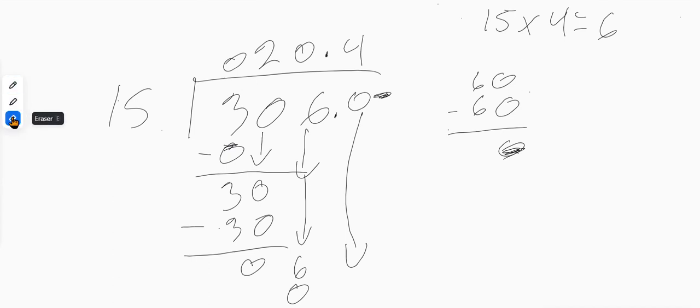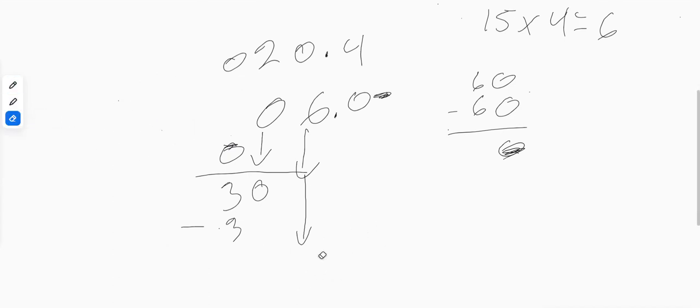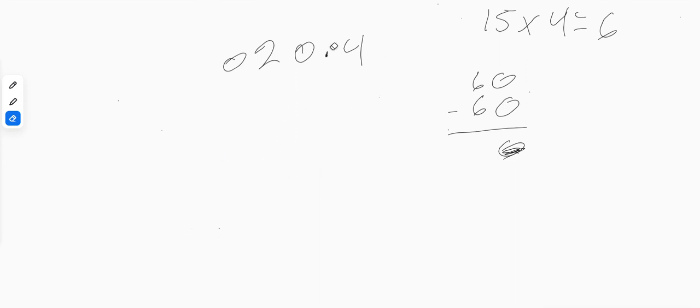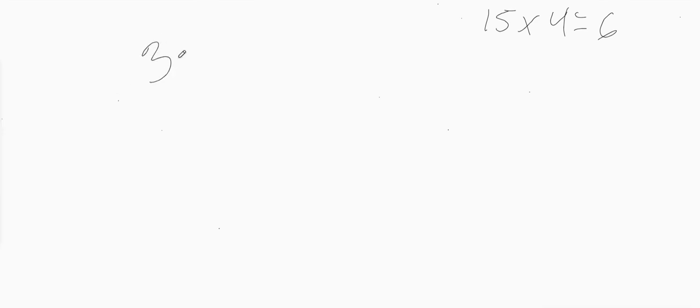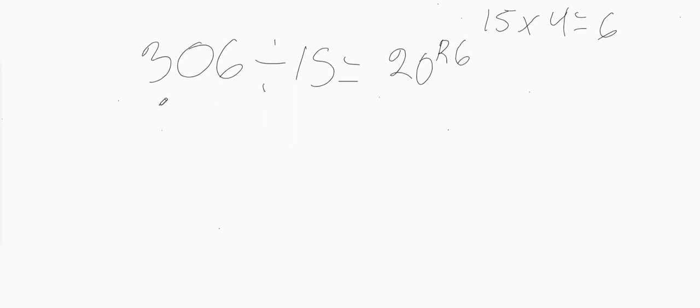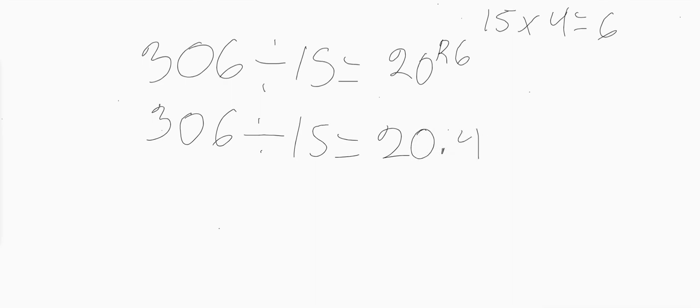So let me write your answers for you in this particular equation. Later on in higher grades, if you keep following me, I'm going to show you some more complex division. 306 divided by 15 is 20 remainder 6 in a problem with remainders, or 306 divided by 15 is exactly 20.4.